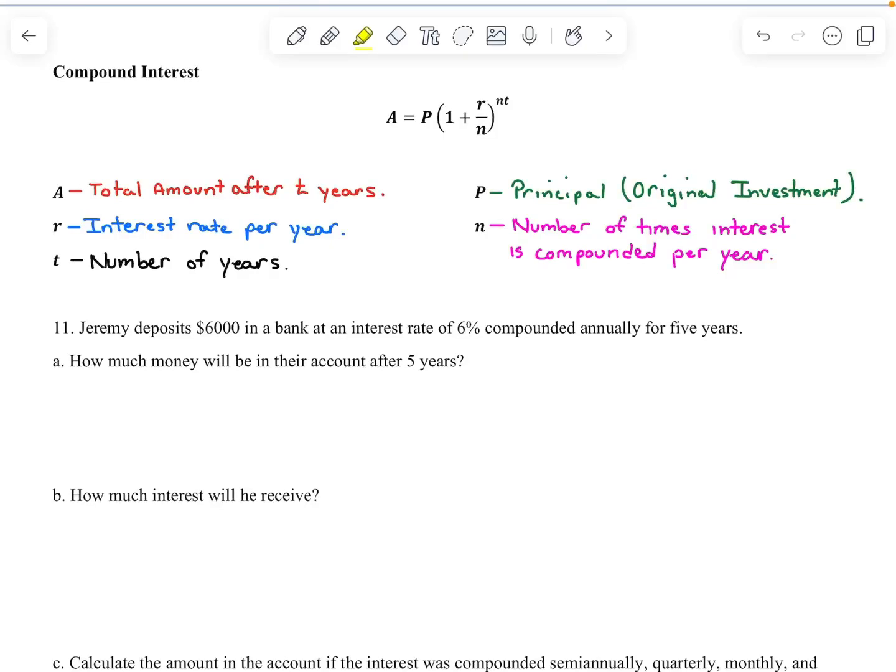Hello class, in this video I will show you how to calculate the amount of money in an account that is earning compound interest. Let's begin. To do this, we will use the compound interest formula.